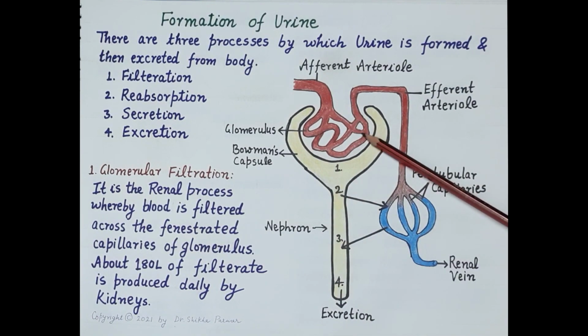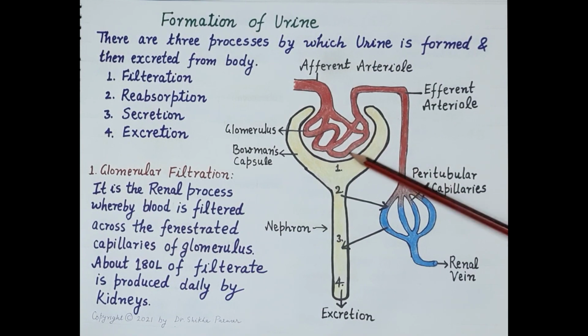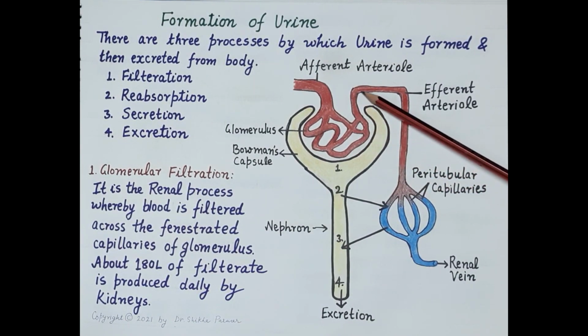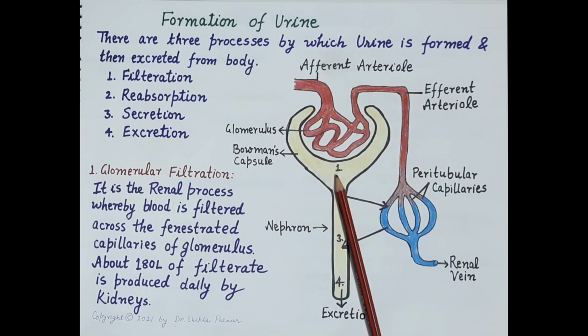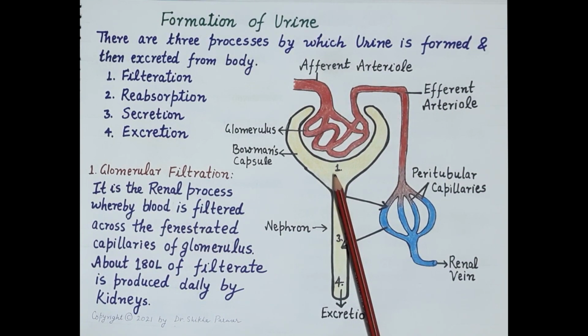The blood cells, plasma proteins like albumin and other large molecules, and a few drugs are not filtered. They are carried away from the glomerulus by the efferent arteriole and passed into the peritubular capillaries. In a healthy adult, about 180 liters of filtrate is produced each day by both the kidneys. So, the first step in the formation of urine is glomerular filtration.